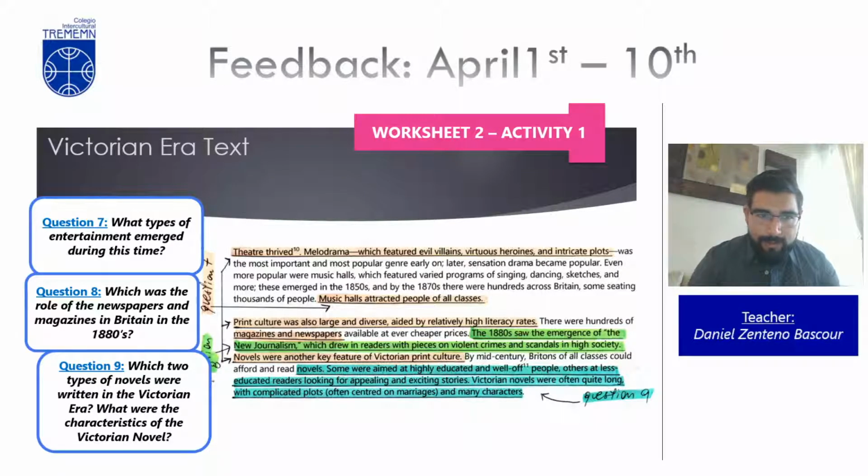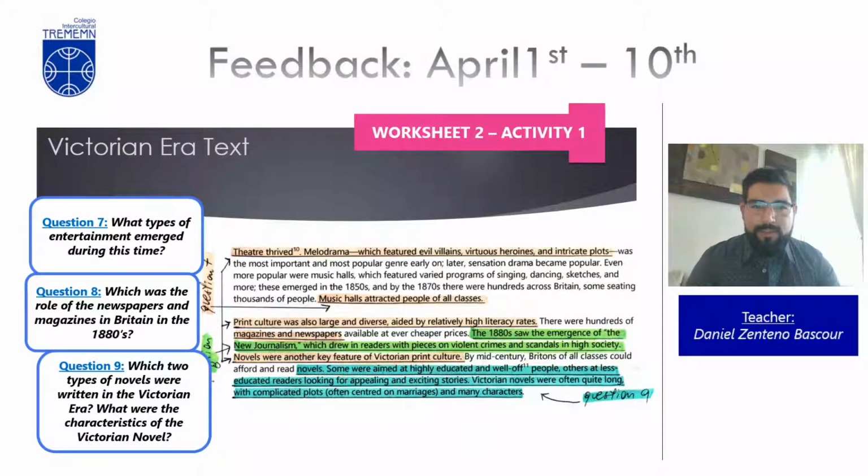Let's have a look now at question 8. What was the role of the newspapers and magazines in Britain in the 1880s? Here you can see in the green highlighter that the 1880s saw the emergence of the new journalism. What is this new journalism? Magazines and newspapers were writing about violent crimes and scandals in high society. So we could maybe come to the conclusion that the role of newspapers at this time was not only informing, but also maybe entertaining.